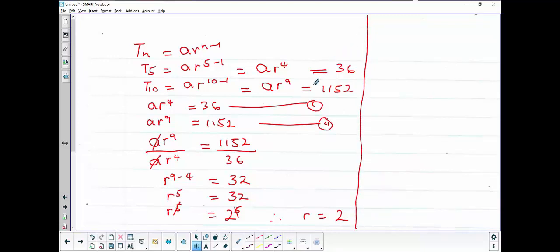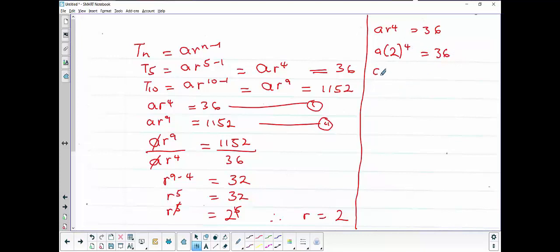So to calculate our a, we can use any of these equations, either equation 1 here or equation 2. But let us use equation 1. Equation 1 is ar raised to power 4 equal to 36. Our r has been calculated, which is 2. So we are going to have a into 2 raised to power 4 equal to 36.